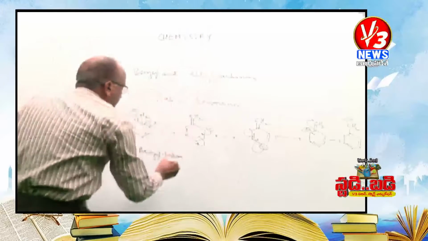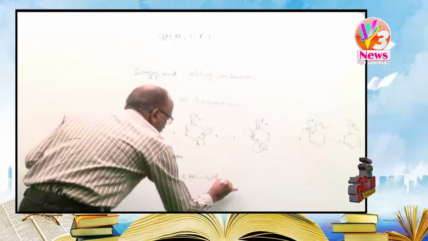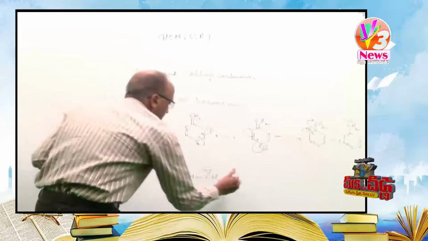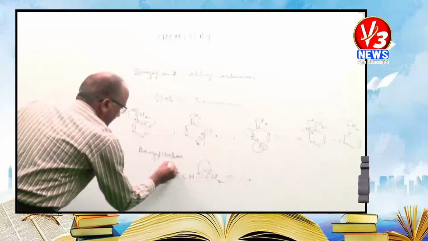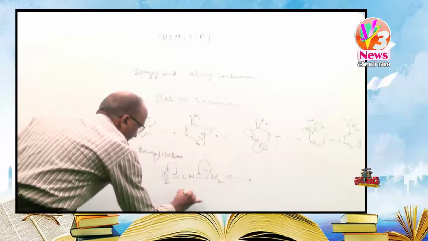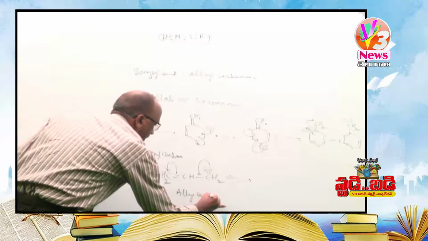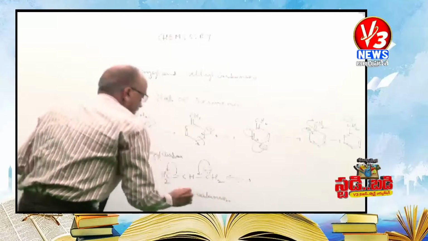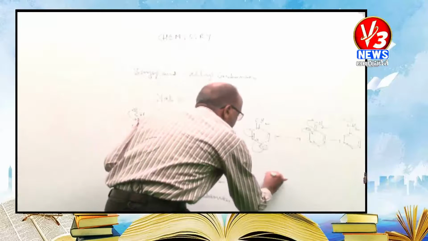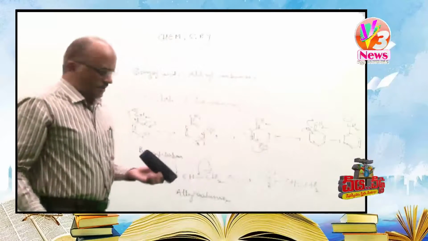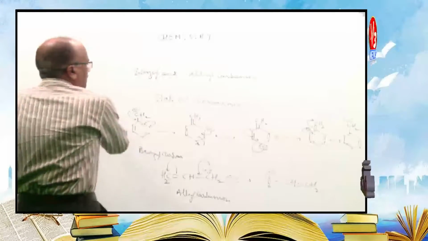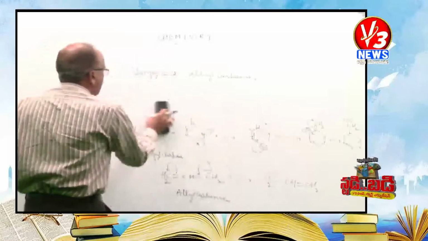Now we will take the allyl carbanion. The allyl carbanion is also stabilized by resonance. CH2 minus. This minus is nothing but an electron pair, so this is shifted in this direction. What is this carbanion? Allyl carbanion. Then the resonating structure is CH2 double bond CH, CH2. This one. Okay.